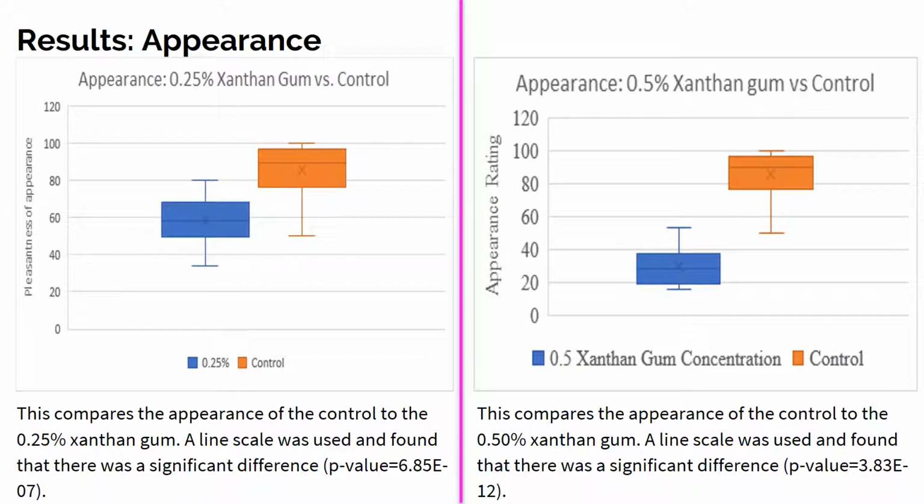When comparing the appearance of the two experimental dressings to the control, the graph on the left shows the 0.25% xanthan gum dressing being ranked as less appealing compared to the control, and this was a significant result. The graph on the right shows the appearance of the 0.5% xanthan gum, which was also ranked as less appealing when compared to the control, and this was also found to be significant. The data was analyzed using a paired t-test in order to obtain these results.